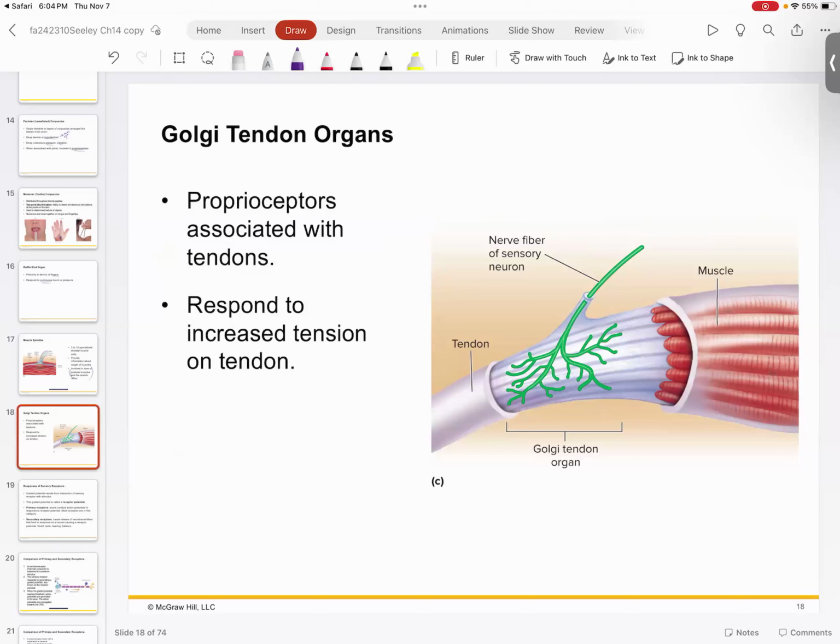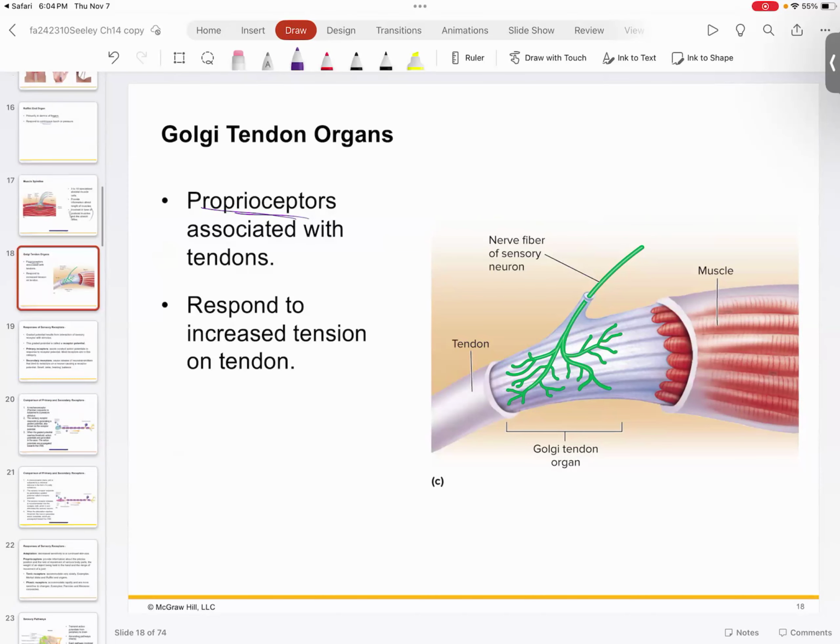The Golgi tendon organs, which we also talked about last time, that's part of our reflex to keep from overexerting our tendon, so we don't want to snap our tendon. It's also proprioception associated with our tendons as well. So that's positional information associated with our body.